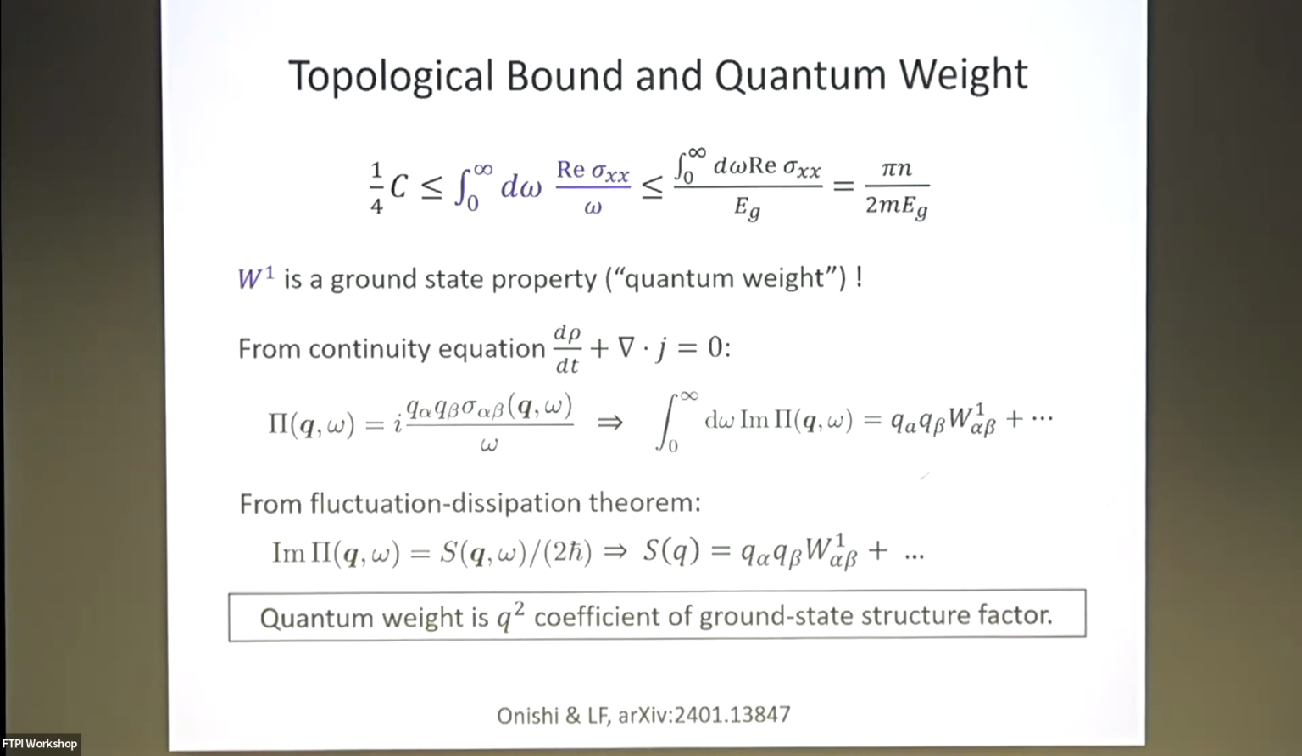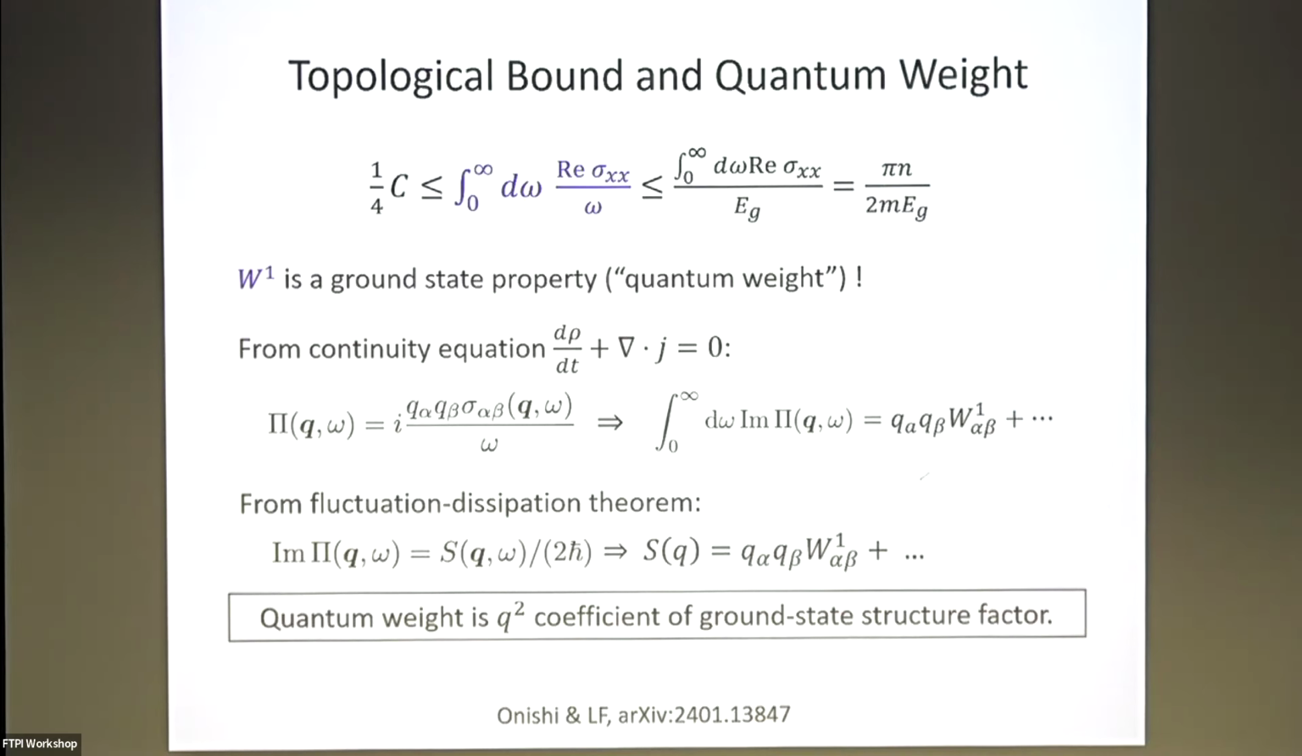To recap what I said so far, the crucial quantity is this negative first moment of optical conductivity. On the one hand, it's lower bounded by the Chern number, the quantized conductivity at DC. On the other hand, we connect it to the energy gap. That's how we can derive the bound on the energy gap based on the Chern number.